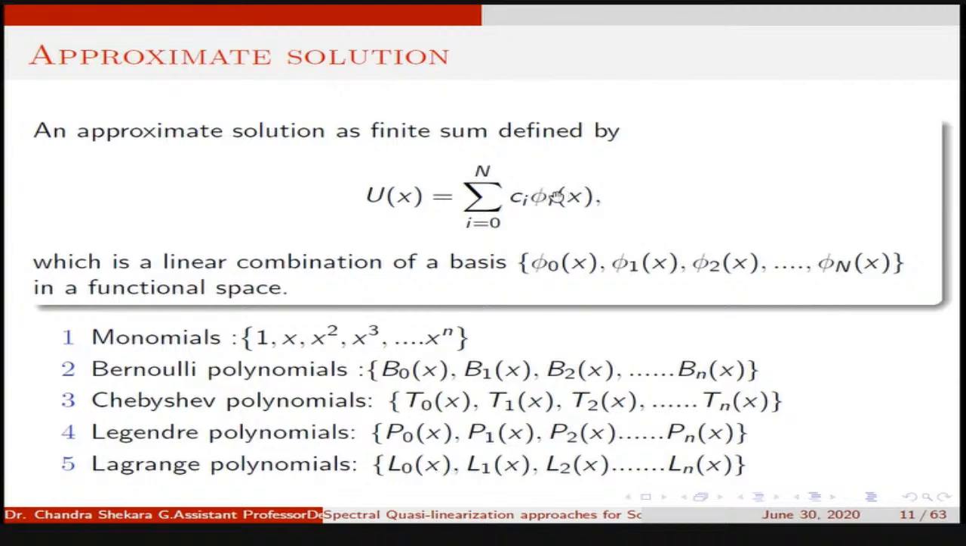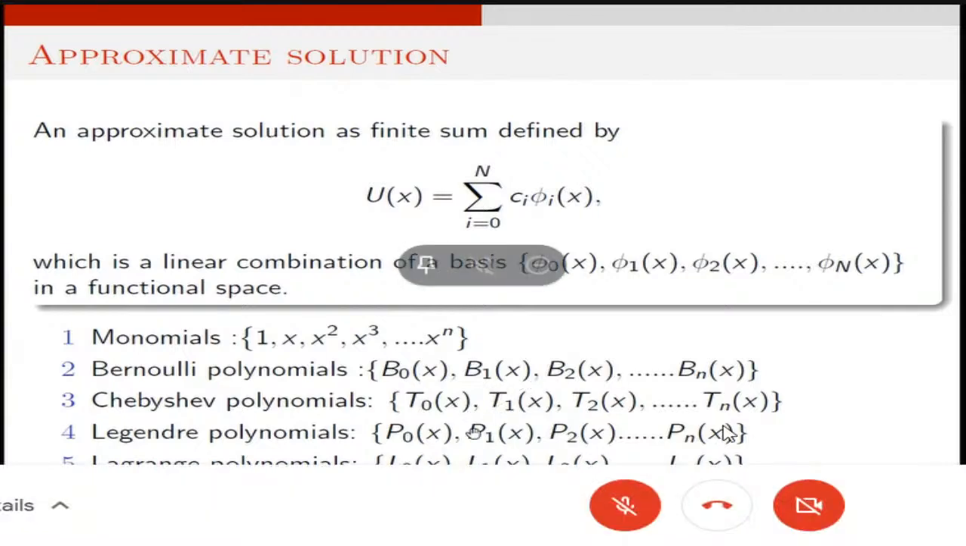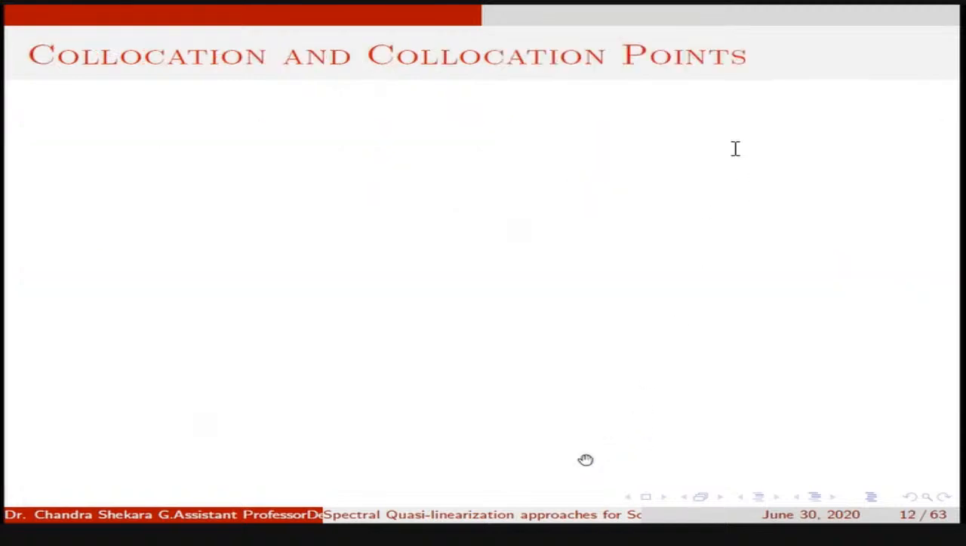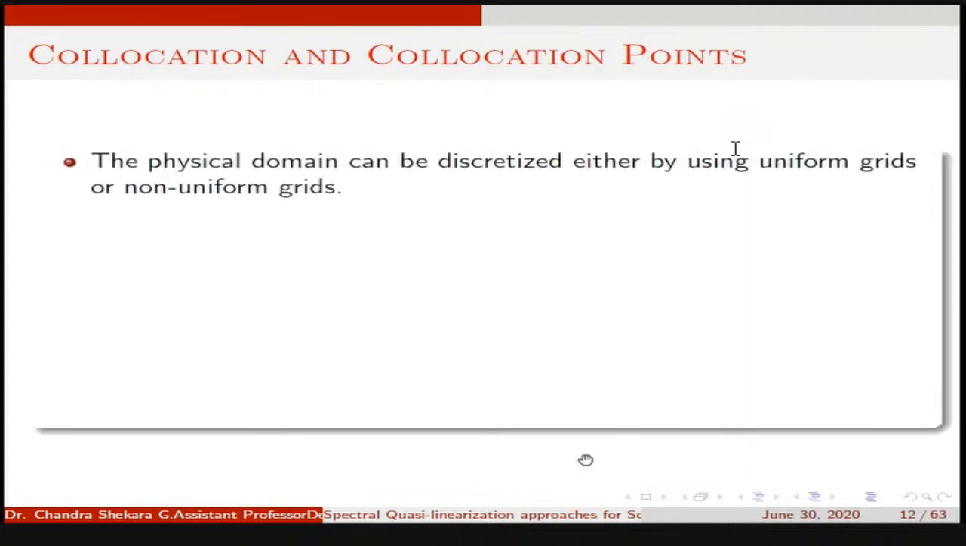So this basis function pi i of x, you can choose any of these, but this list is not limited. You can use other functions like trigonometric functions, Fourier transform coefficients, wavelet transform coefficients and so on. But I'm going to explain by taking Lagrange's polynomials into account. Then the second step in this collocation method, as I mentioned, is the discretization of the physical domain.